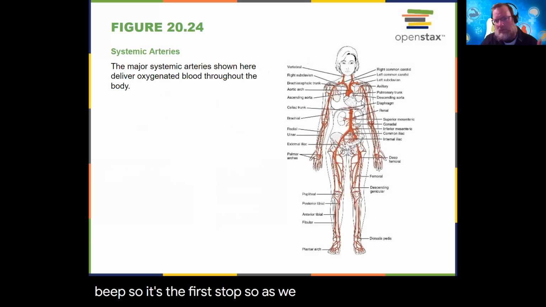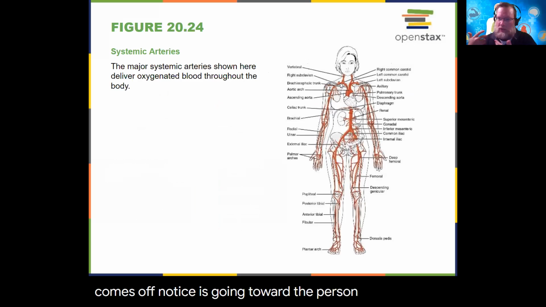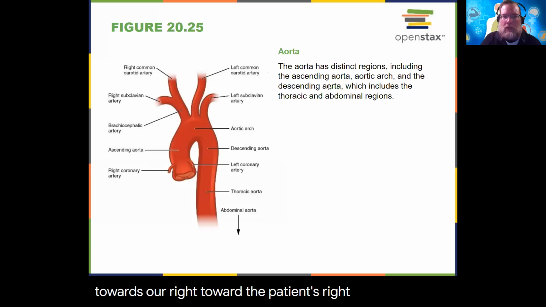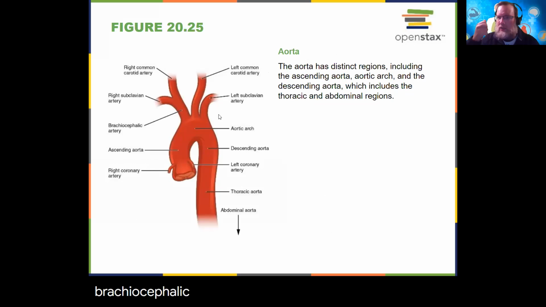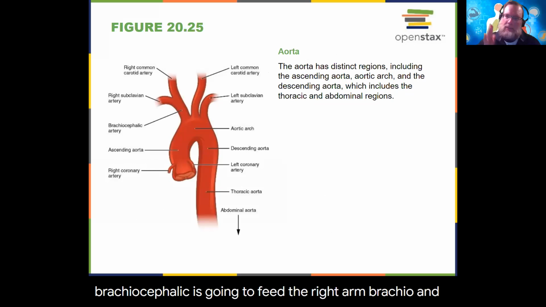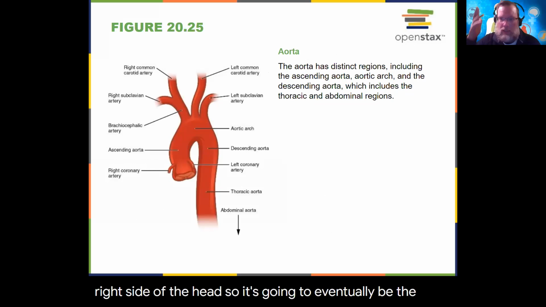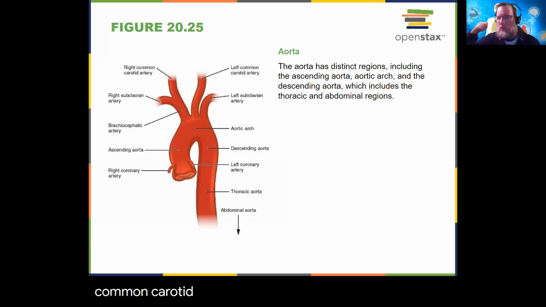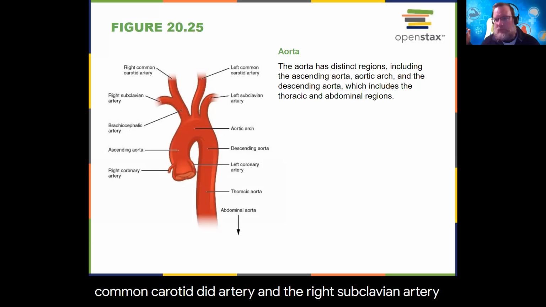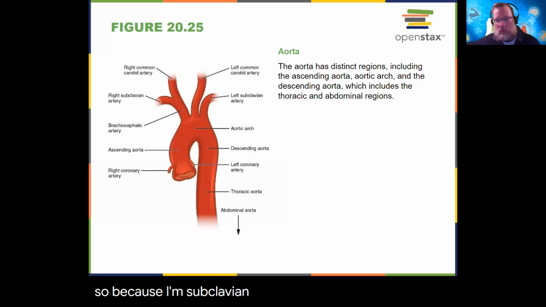As we leave the left side of the heart and we go up into the aorta, that first branch that comes off, notice, is going toward the patient's right. Okay, so the brachiocephalic is going to feed the right arm, brachio, and right side of the head. So it's going to eventually be the right common carotid artery and the right subclavian artery, because then subclavian goes out to the arm. So brachiocephalic just means arm head. And it's the first stop. So we're going to see the right side get fed first.